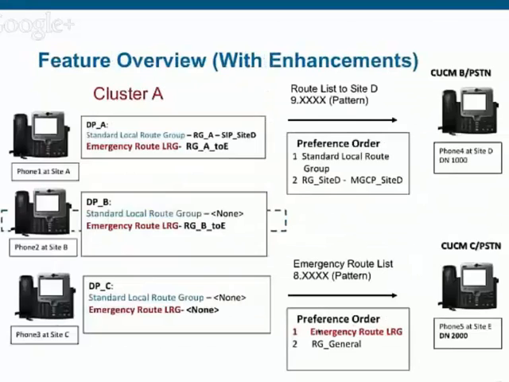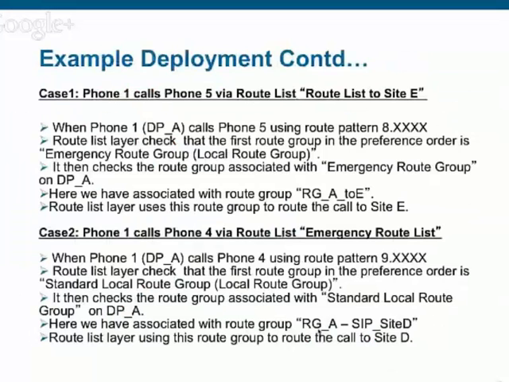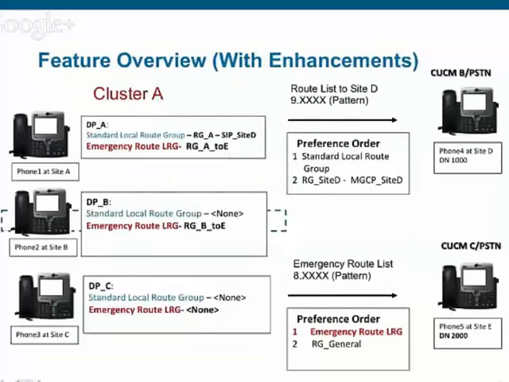So we had 20 minutes. So these are the cases. Phone 1 calls phone 5 via the route list to site E. So this is exactly what I said. Phone 1 is at site A and phone 5 is at site E. So it's going to use the emergency route local LRG.